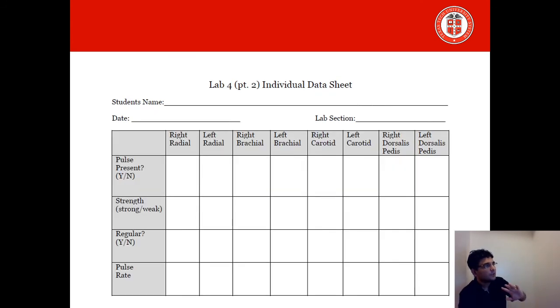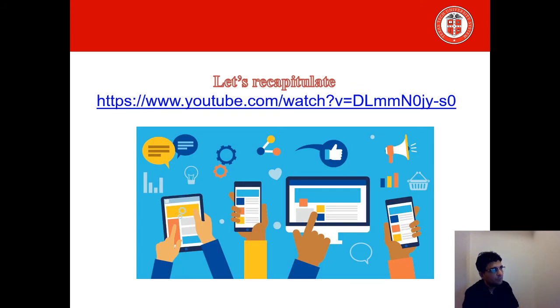The second part is about the peripheral pulses. So you have the radial, right and left, the brachial, right and left, the carotid, right and left, and the dorsalis pedis. You are going to write whether you are able to palpate the pulse or not, whether you find its strength strong or weak, whether it's regular or irregular, and what the rate is. So for all pulses, whether it's the radial, the brachial, the carotid, or the dorsalis pedis in the foot, you have to write about these 4 points. We can talk about these data sheets a lot in the practical once you're doing it on your partner. And please let me know if you have any questions.